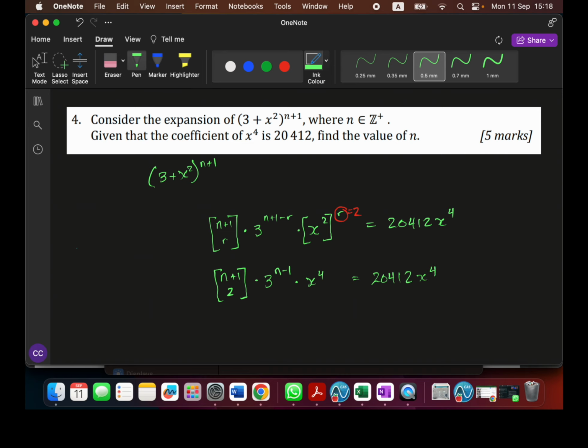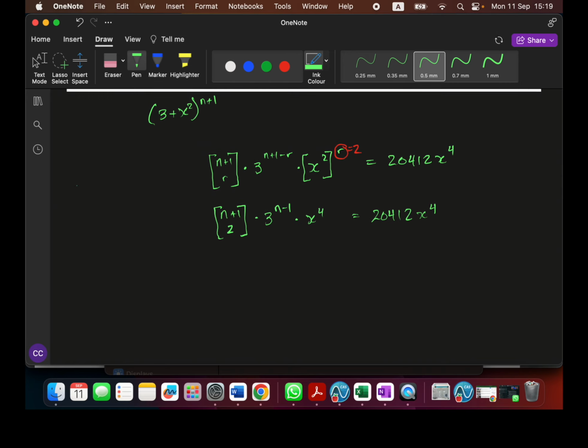Well, right off the bat, I can cancel my x to the fourths because I can divide both sides by that. I'm going to go ahead and rewrite n plus 1 choose 2 as n plus 1 factorial over 2 times n minus 1 factorial.